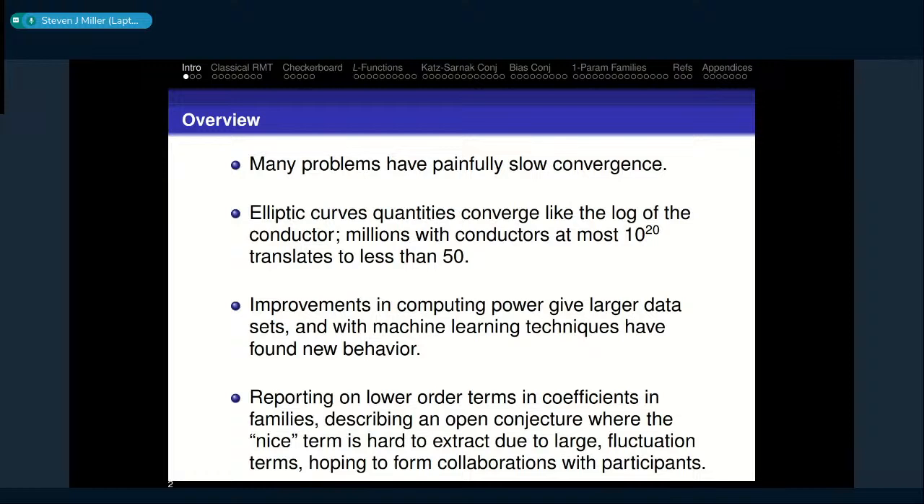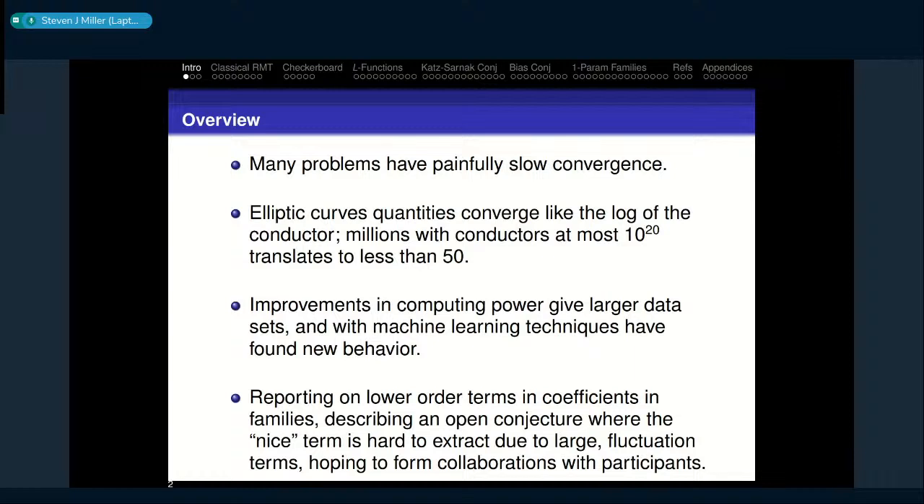There's a lot of improvements recently with computing power and the ability to look at large data sets. I'm really excited to be talking to everyone today because I don't know that much about machine learning, and I'm hoping to excite some of you in the audience to look at some of these unexplored or less explored areas in number theory and mathematical physics, where you might be able to sniff out some very interesting patterns. So I'm mostly going to be talking about lower order terms.